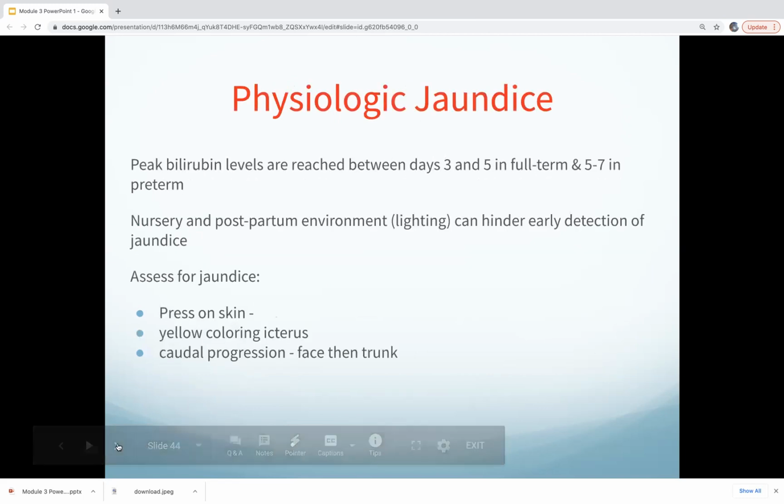So the peak bilirubin levels are reached about days 3 and 5 in your full term, and 5 to 7 in your preterm. And you want to assess for jaundice. You want to press on the skin, look in the yellow of the eyes, and it also has a caudal progression. So you'll see it in the upper part of the body first, face, eyes, mucous membranes, and then down to the trunk.